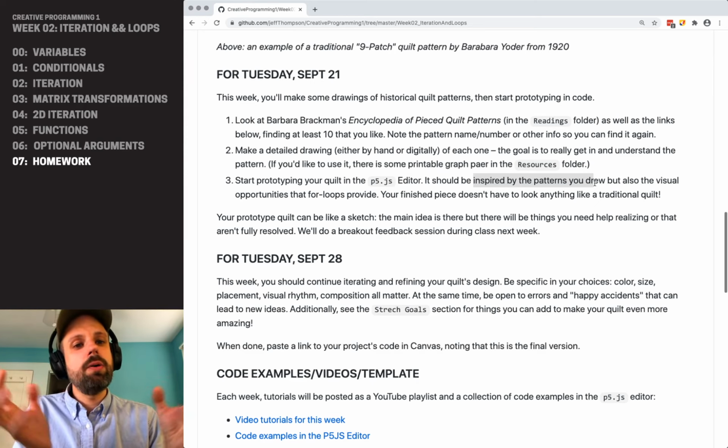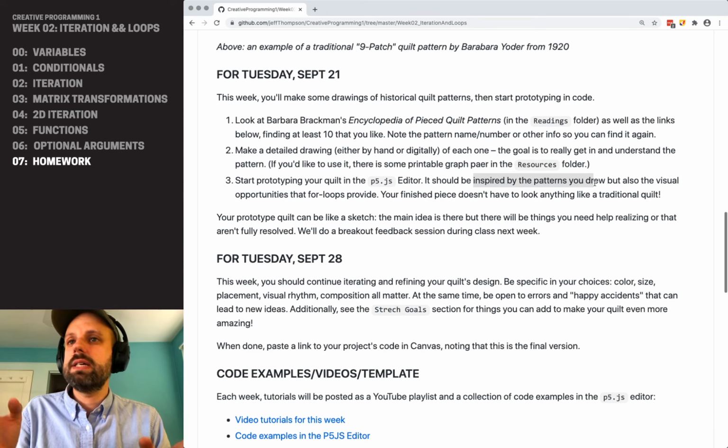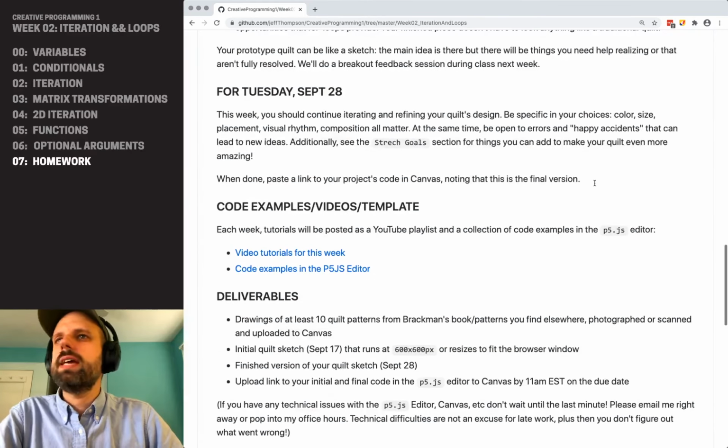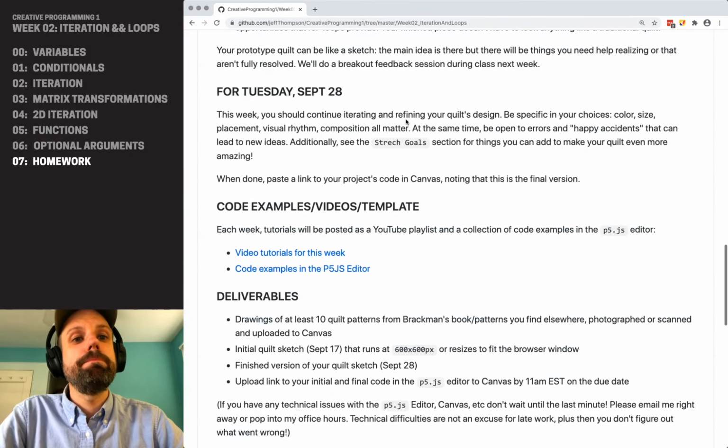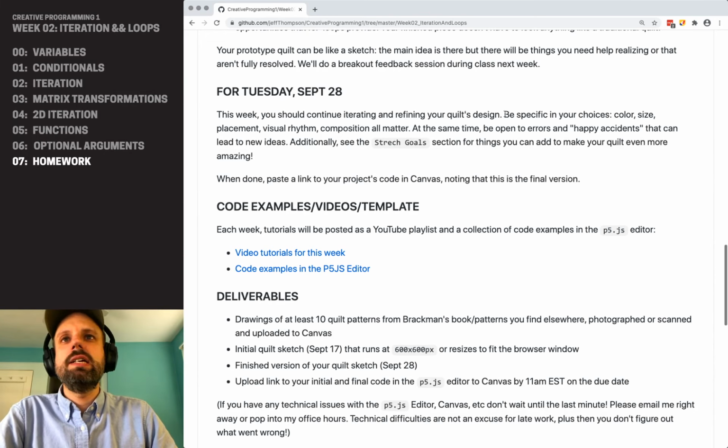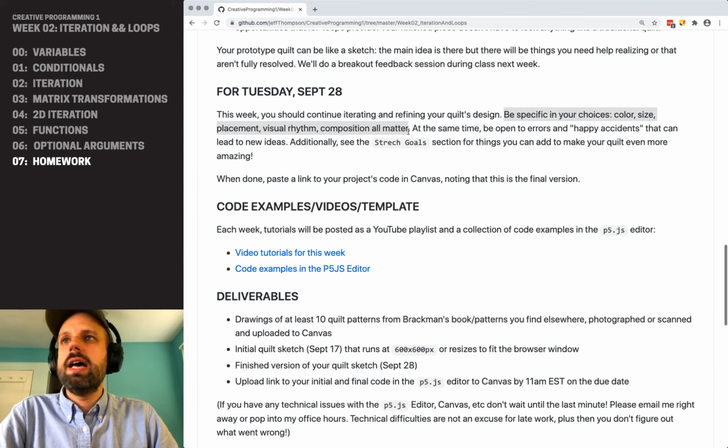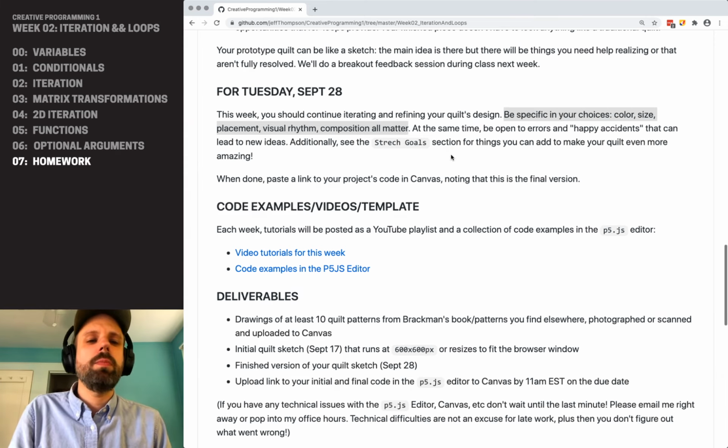We'll break out and do a feedback session with everybody together. And then for the second week, you're going to finish your quilt, basically. So you're just going to go back in and think about all these ideas like color, size, placement, visual rhythm, composition. Those things are all key. Same ideas from painting or drawing apply to making art with code.